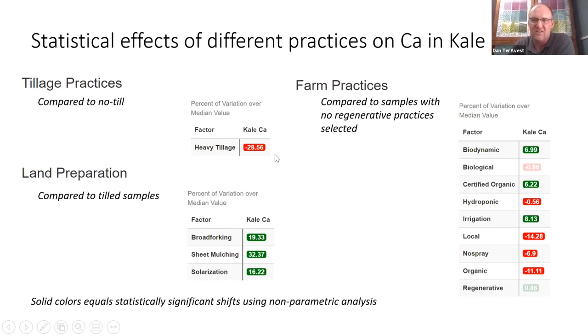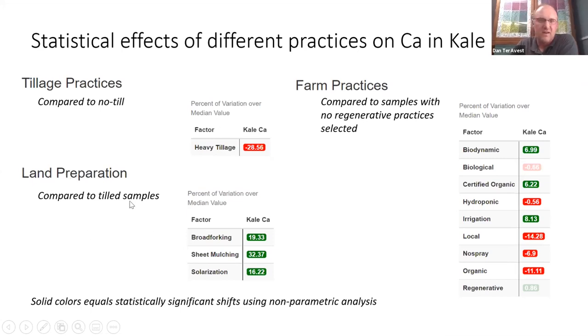And the darker this color, the more statistically significant. So this is a deep red. That means we have a high statistical confidence that this effect is real. You look down here at this regenerative, this really light green. We don't really have much confidence in that, so I wouldn't really talk about that effect. So it looks like samples that used heavy tillage as management had quite a bit lower calcium content than the others.